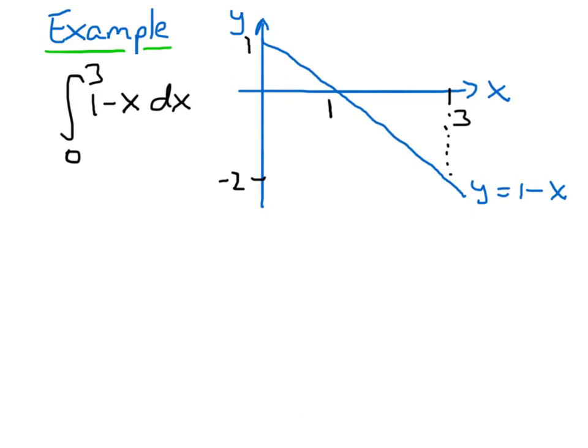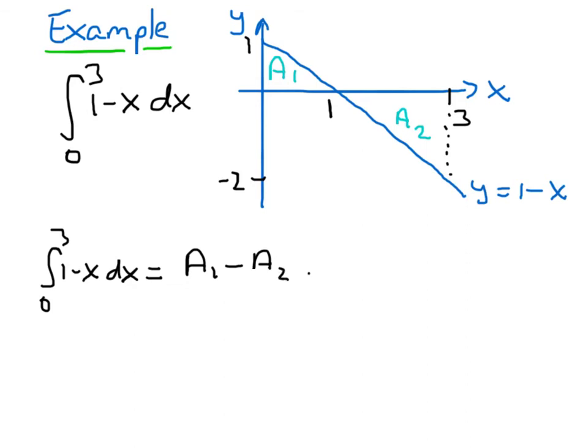So our interpretation of the definite integral tells us the following: that the integral from 0 to 3 of 1 minus x with respect to x is going to be this area minus this area, because this area is below the x-axis. So let me give these areas names. I'll call this area A1 and I'll call this area A2. So what we have is that our definite integral is A1 minus A2.